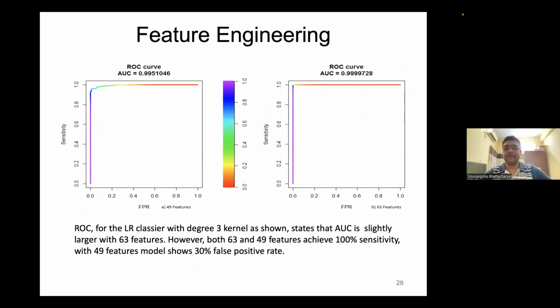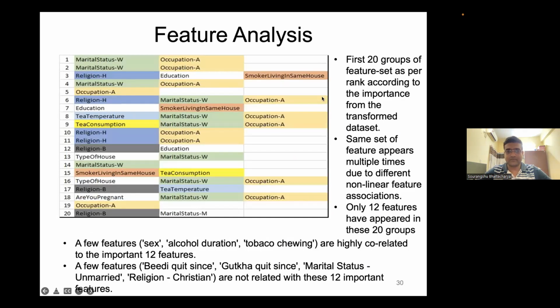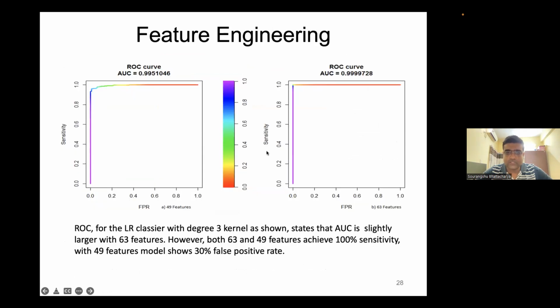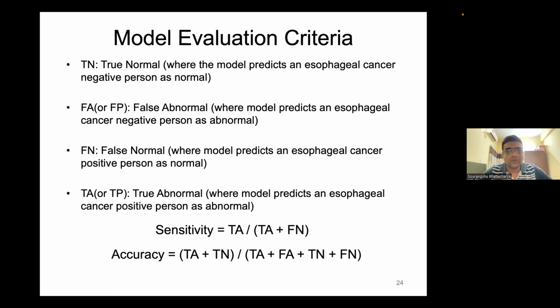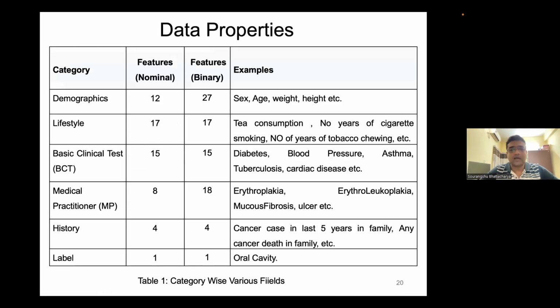There's a quick question on the chat window: please explain the medical practitioner feature. Medical practitioner features are features like erythroplakia, erythroleukoplakia, mucus fibrosis, ulcer, etc. I don't understand any of these, but these were the features. These are the pathological features of the tissue that medical practitioner expertise is required to characterize.